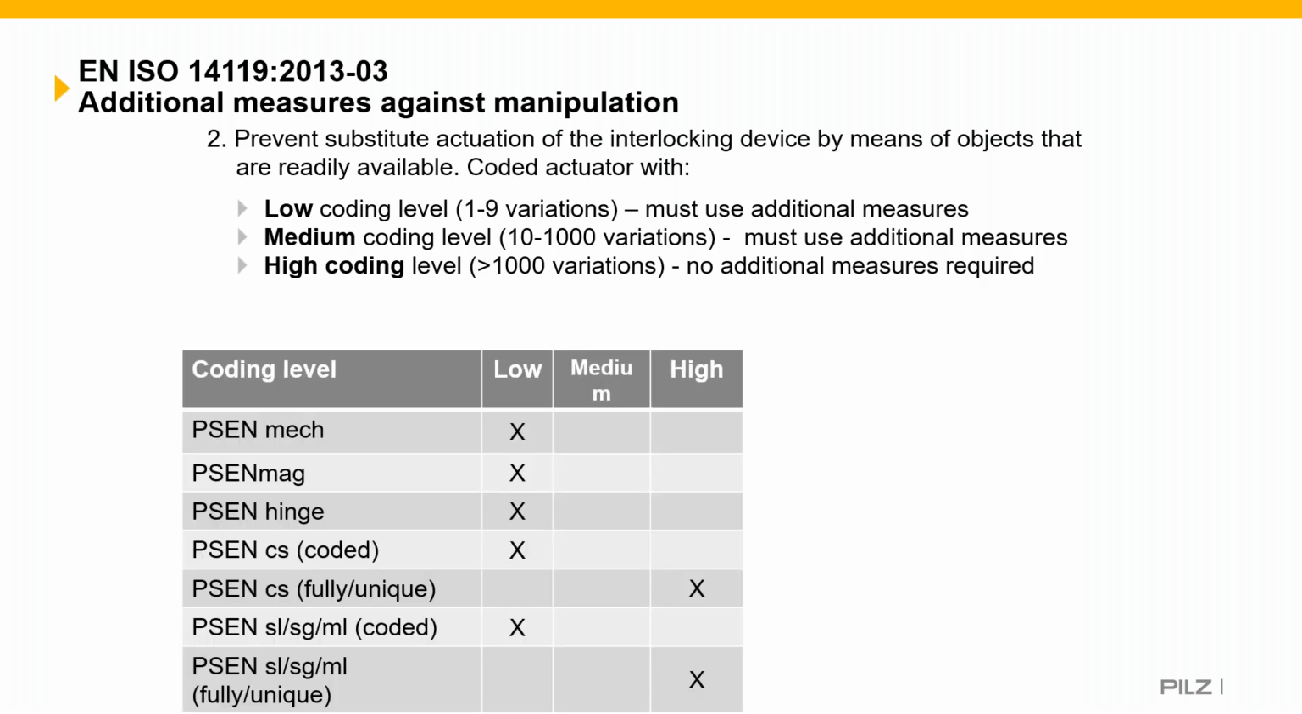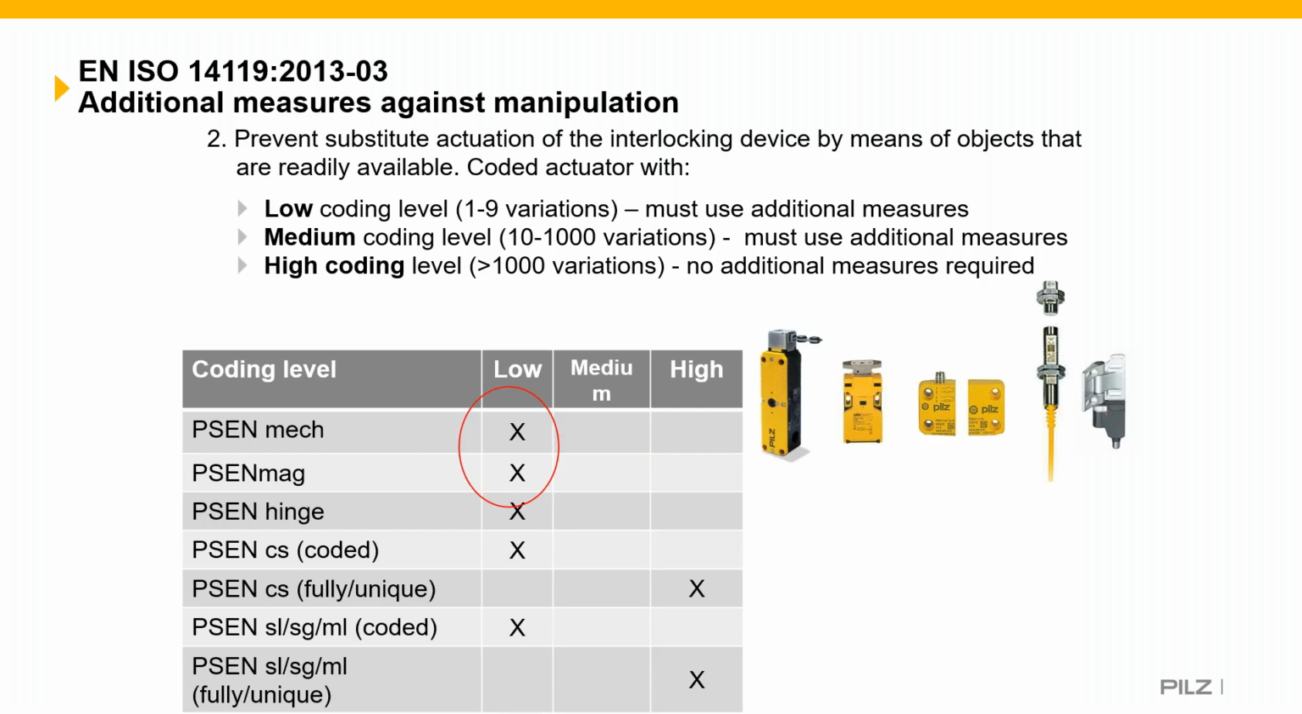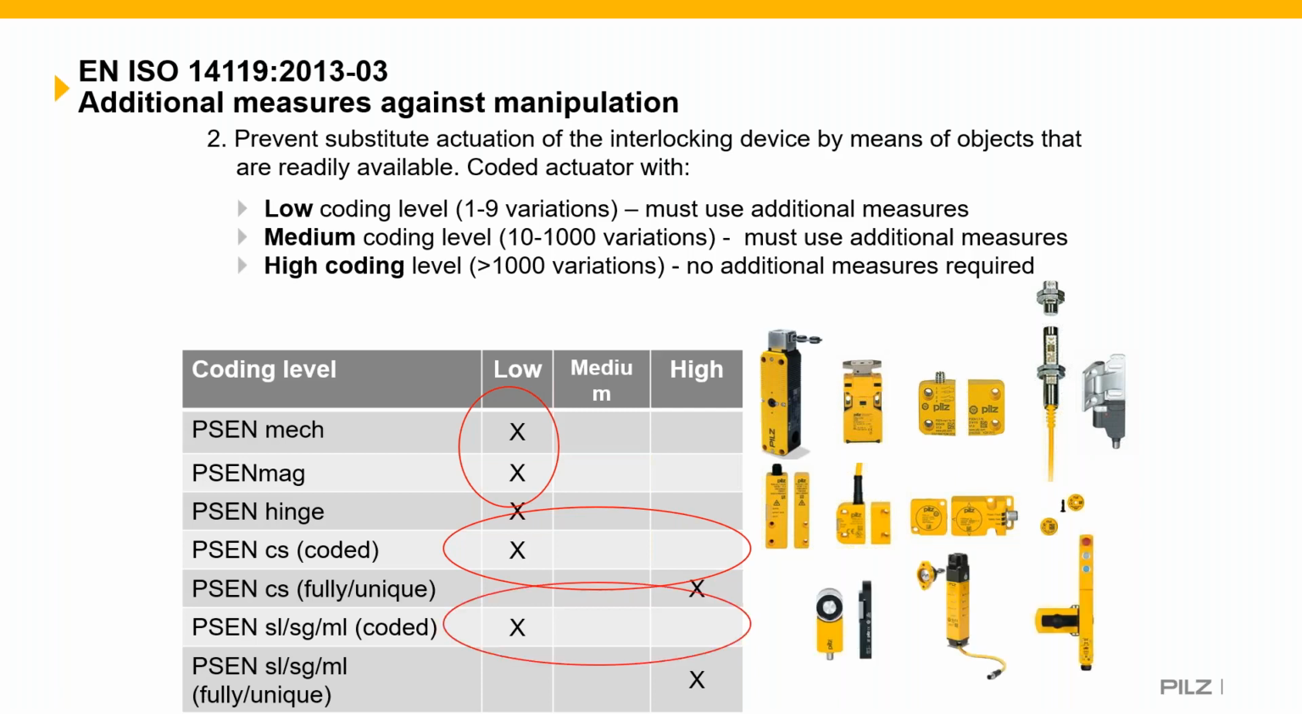So what does this look like for Pilz and our products? So we have a number of products with RFID coding, and we break these down into what we call coded, fully coded, and uniquely coded.